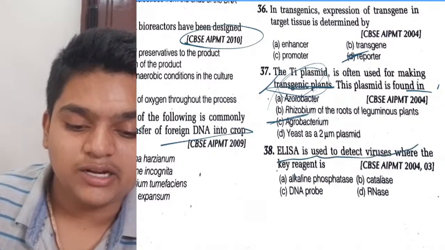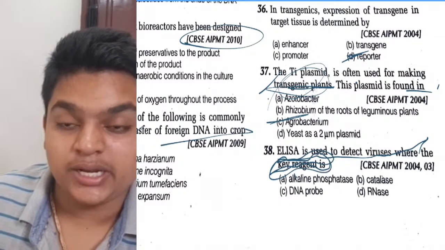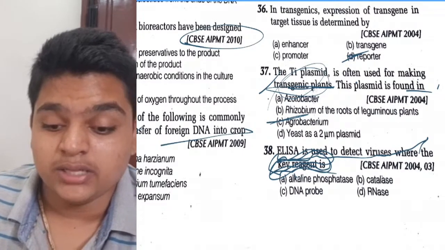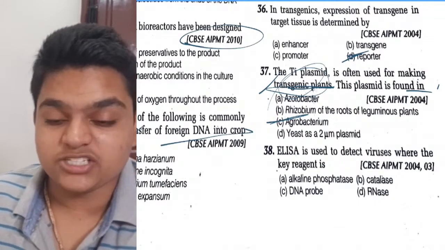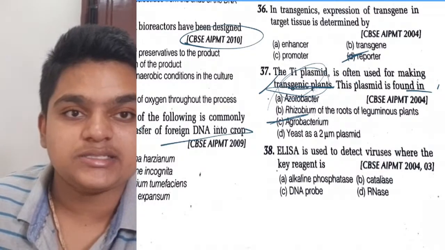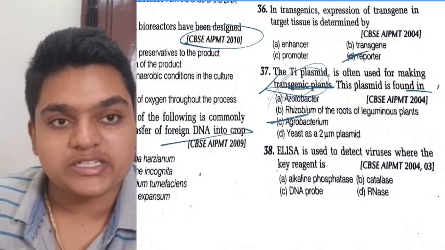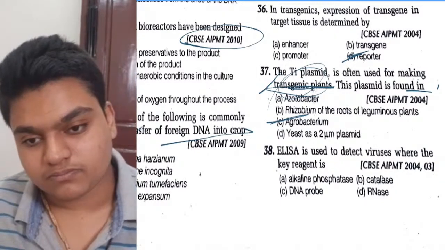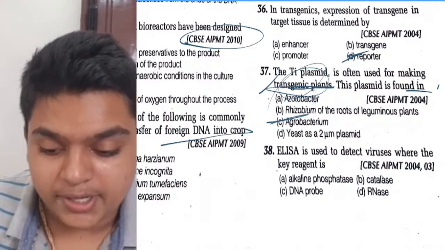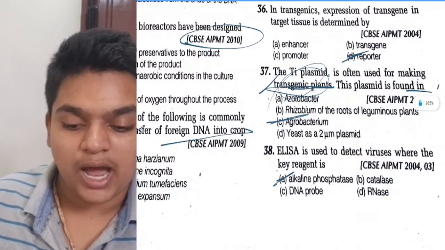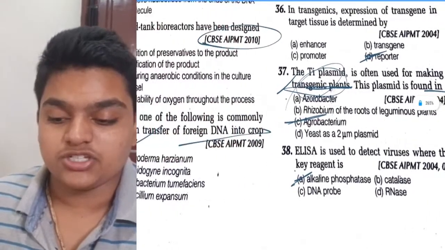ELISA is used to detect viruses, where the key reagent is. Where the key reagent in ELISA is. This word is not in NCERT, but it is in an application of a line which is present in NCERT, that ELISA works on the principle of interaction between antigen and antibody. So therefore alkaline phosphatase becomes your answer. That is your 38th question.